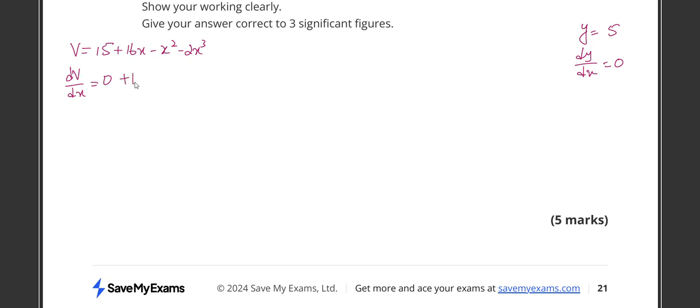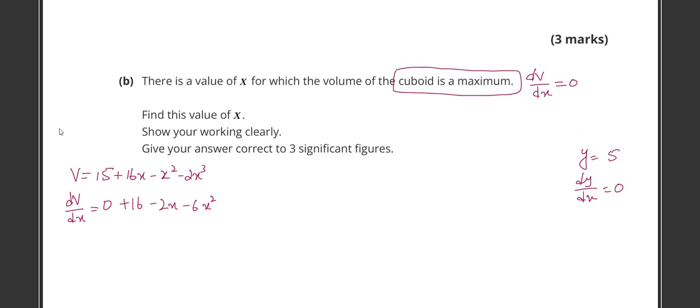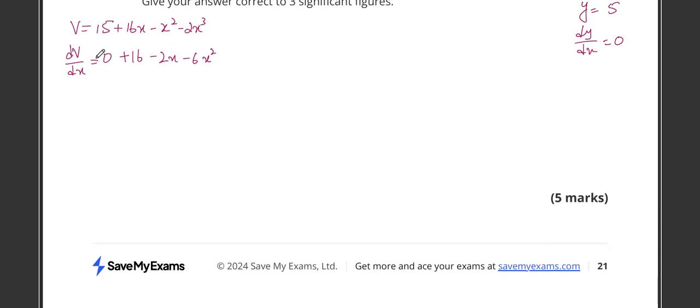And then plus 16 minus 2x minus 6x squared. To find out the value at which volume is maximum, he says find the value of x for which it is maximum. We say this is 0, and we will write it like this one, minus 6x square minus 2x plus 16. And now we can write down 6x square plus 2x minus 16 is equal to 0.